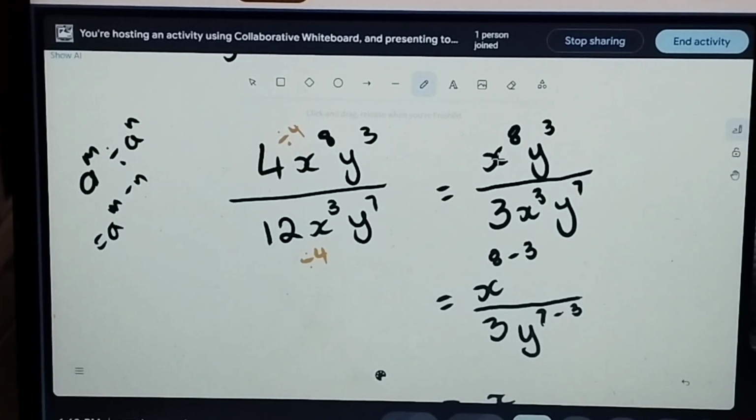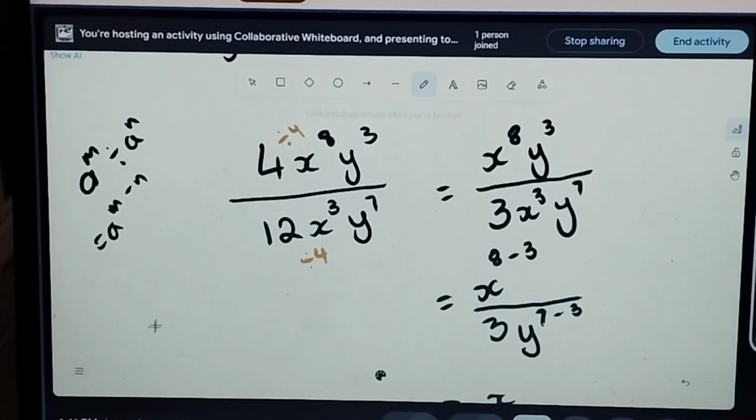So instead of having x to the 8 over x to the 3, I'm going to say x to the 8 minus 3. I just subtract the smaller power from the bigger power, okay. And so you're going to say 12 minus 4? No, I'm finished with the 12 and the 4.